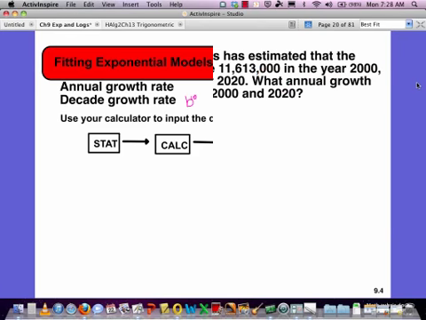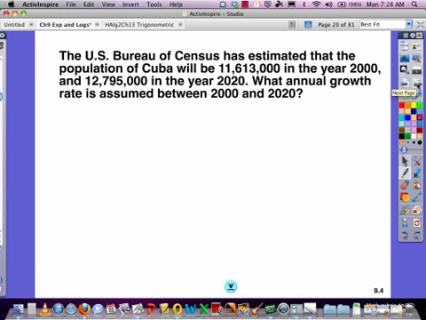So what kind of data are we going to talk about? Well, here we go. The U.S. Bureau of Census has estimated that the population of Cuba will be 11,613,000 in the year 2000 and 12,795,000 in the year 2020. What annual growth rate is assumed between 2000 and 2010? So you have basically two sets of data. You have a year, so let's think of it that way.